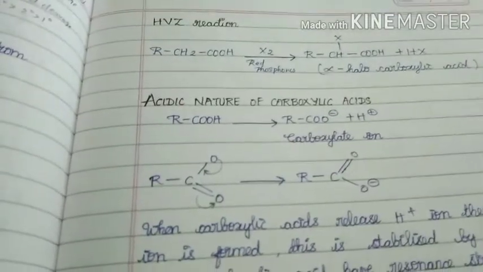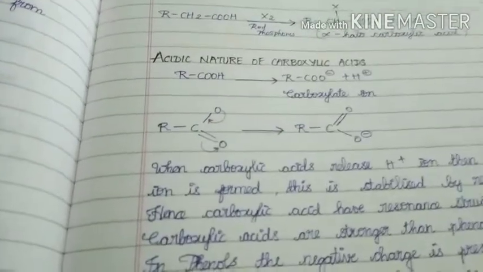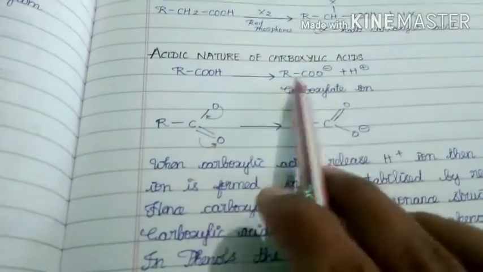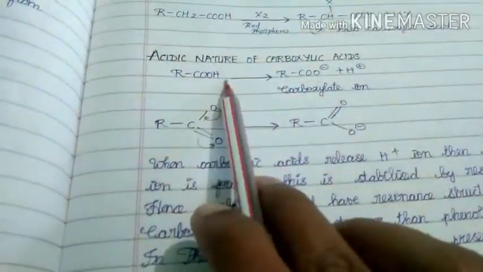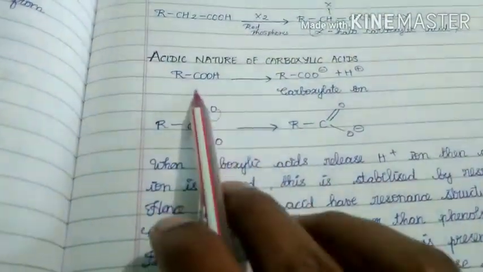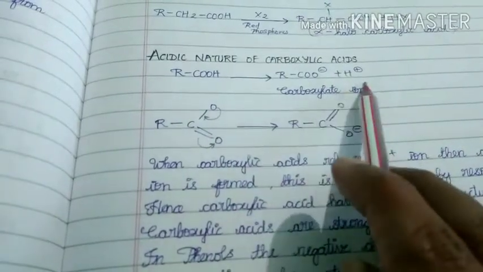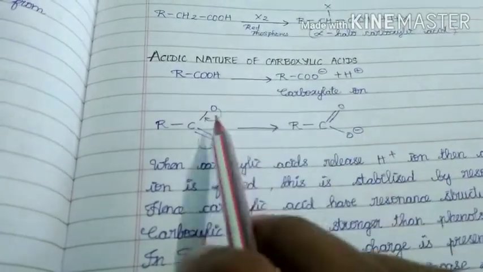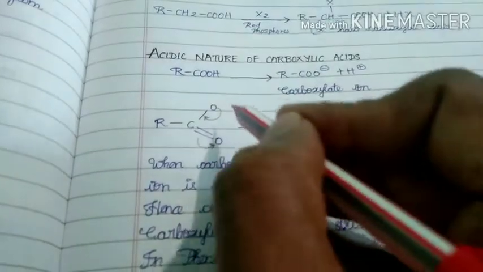The next topic is the acidic nature of carboxylic acids. This is for aliphatic carboxylic acids. When our carboxylic acid loses H plus, it forms the carboxylate ion. This carboxylate ion is stabilized by resonance.